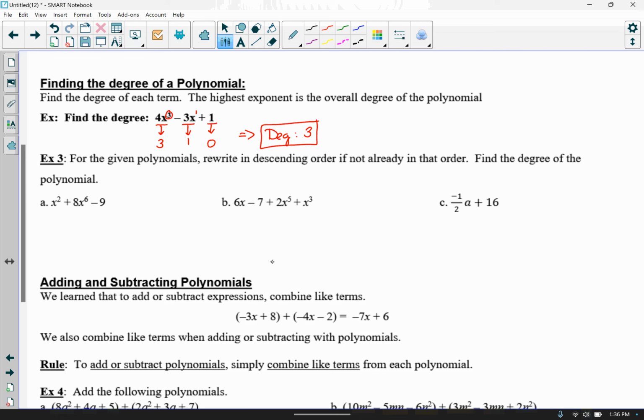Okay. Down below in example 3, I say for the given polynomials, rewrite in descending order if it's not already in that order, and then find the degree of that polynomial. I'm going to do letter B with you and let you go back and try A and C. You'll notice in letter B this is not in descending order. By being in descending order, you start with the highest exponent and then go down. So here, my highest exponent would be that 2x to the 5th. I can mark it off, and then I'd move to my x cubed, then the 6x, and then I've got my minus 7. I'll demonstrate one more time.